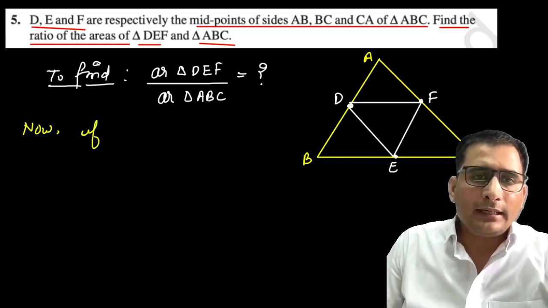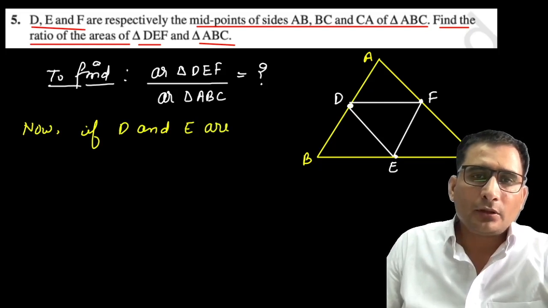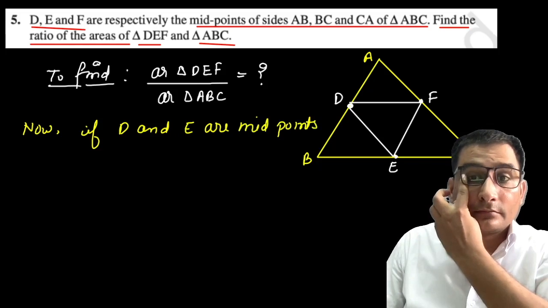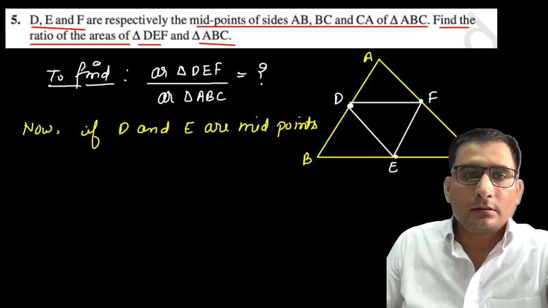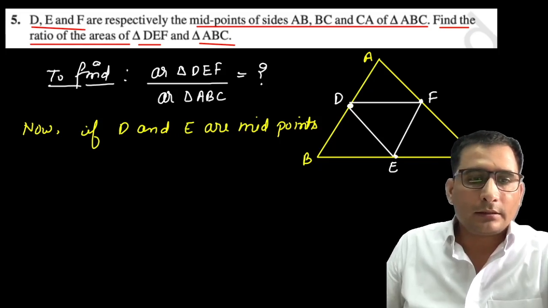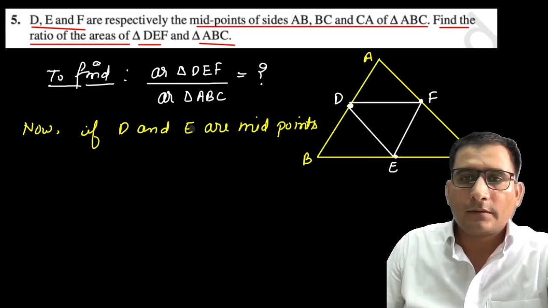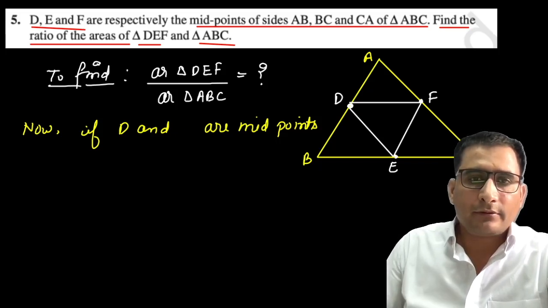Now, if D and E are the midpoints, so what does the midpoint theorem say? DE is half of AC. It's not, I have written DE, so let me write it as DF.